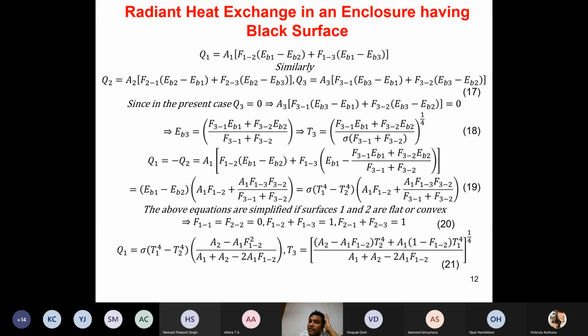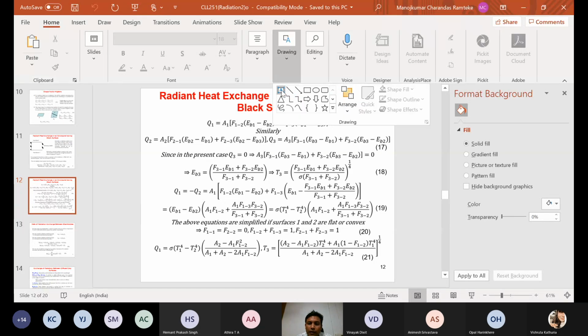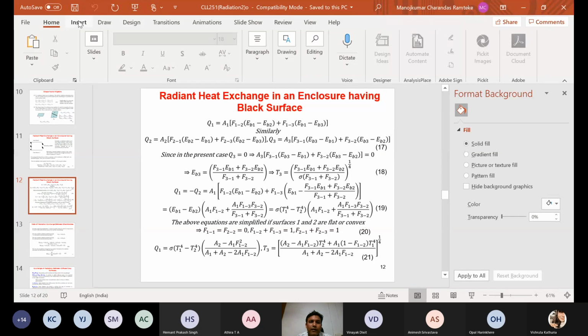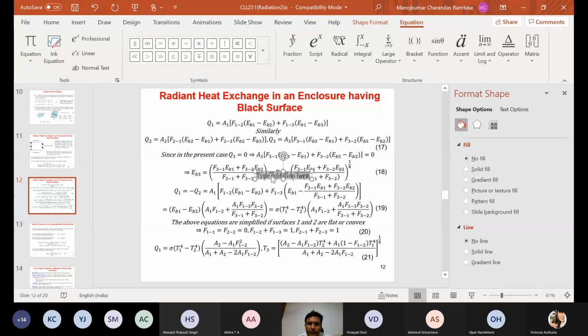The reciprocal relation in this case, maybe I will just write it down so that you will be able to understand that in a little bit more detail. Let me just add the equation.